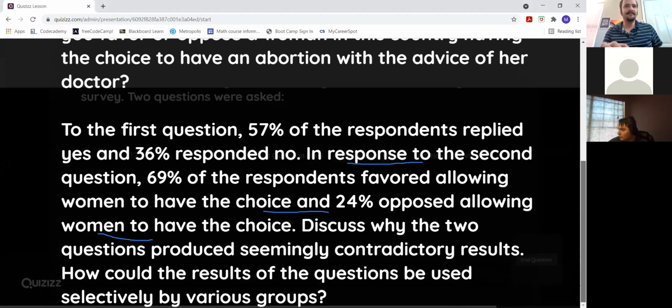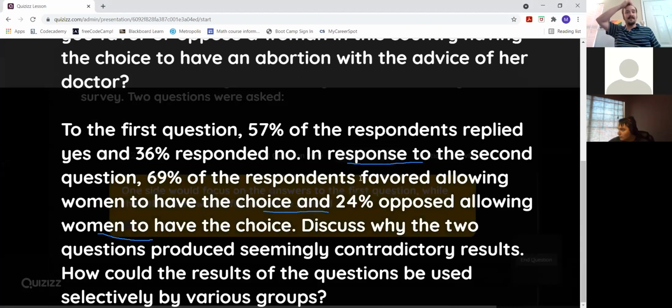So what else did they say? To the first question, 57. Yeah. Okay. So obviously people aren't going to be against a person's free will or choice, right? And so when you phrase it as a sort of free will choice, you're going to get a higher percentage of people that respond positively.